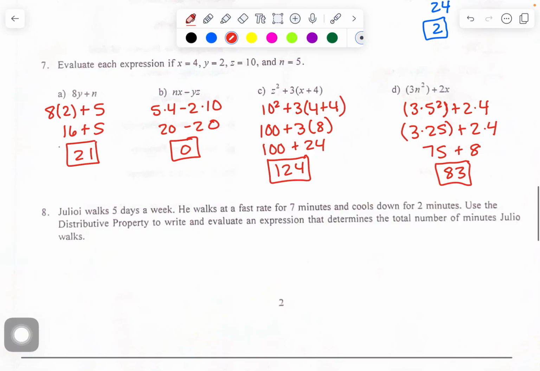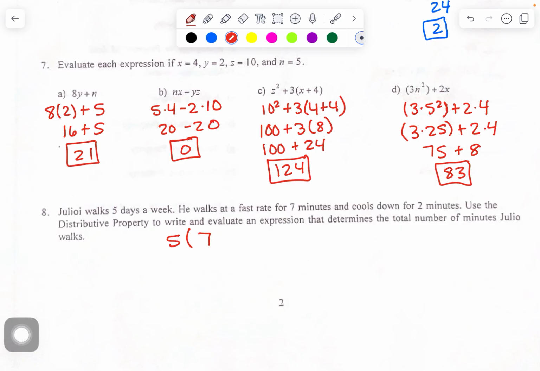The final problem says, Julio walks 5 days a week. He walks at a fast rate for 7 minutes and cools down for 2 minutes. Use the distributive property to write an equivalent expression that determines the total number of minutes Julio walks. So he does it 5 days. First, he does a fast rate for 7 minutes plus a cool down for 2. If I distribute, I get 35 plus 10, which in turn equals 45.